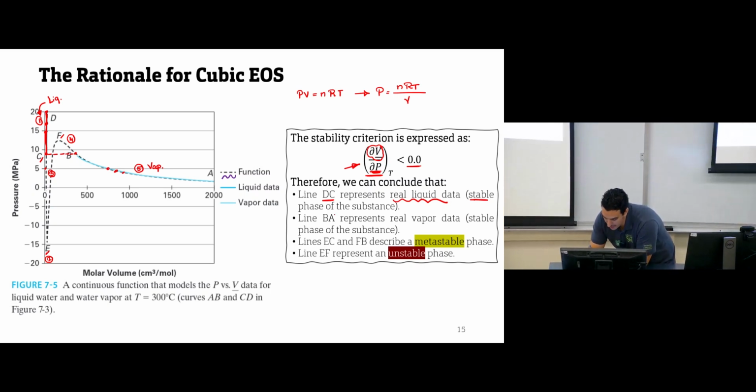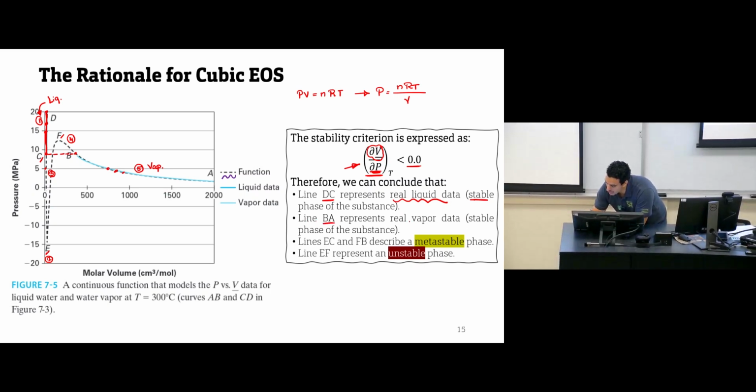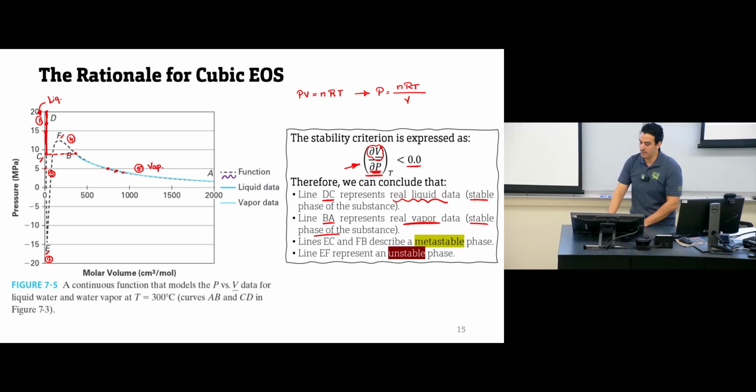We have the other line, BA. This one represents real vapor data. So it represents a stable phase of the substance. It fulfills this condition we have here.